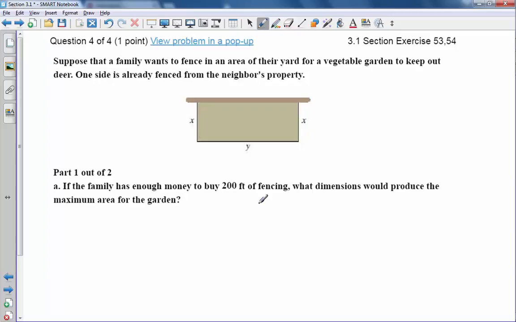Okay, you're building a garden, but you want to protect your garden from animals, so you want to build a fence around it. It's a rectangular shape garden, but one side already you have a fence. It's already been built by the neighbors. Neighbor's property has a fence. So all you need to do is cover the 3 remaining sides.